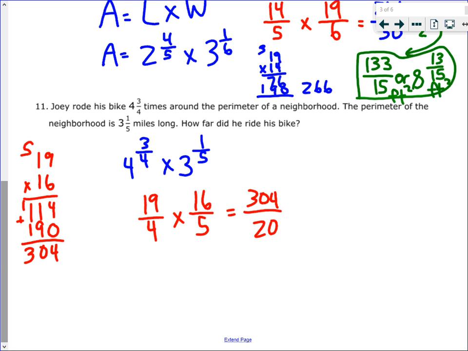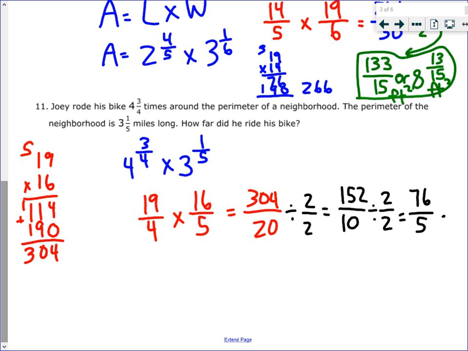Now we know these are not simplified because they're even. However, I know that you can divide both these by 4. So 304 divided by 4, but let's do 2, just to make it quicker. And then we'll do 2 again. So here we have 152 over 10. And then we can divide both these by 2. And so we get 76 over 5.